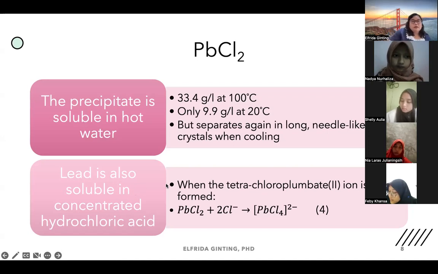Now, so in water, it is only soluble when it's hot water, right? But when you mix lead chloride with concentrated hydrochloric acid, then it will be soluble. Why is it soluble? Because when you mix PbCl2 with concentrated hydrochloric acid, it will form a tetrachloroplumbate ion. And the tetrachloroplumbate ion, of course, will be soluble. Okay, but it has to be concentrated hydrochloric acid.